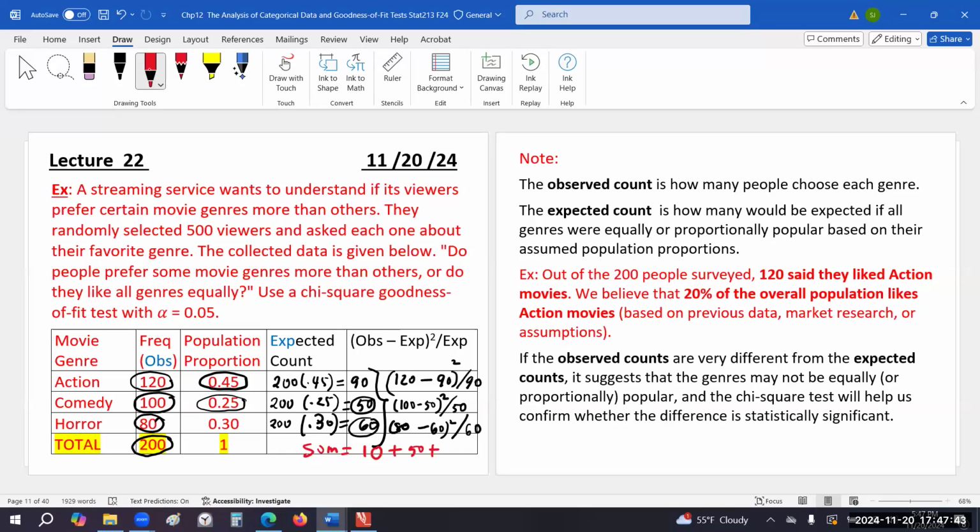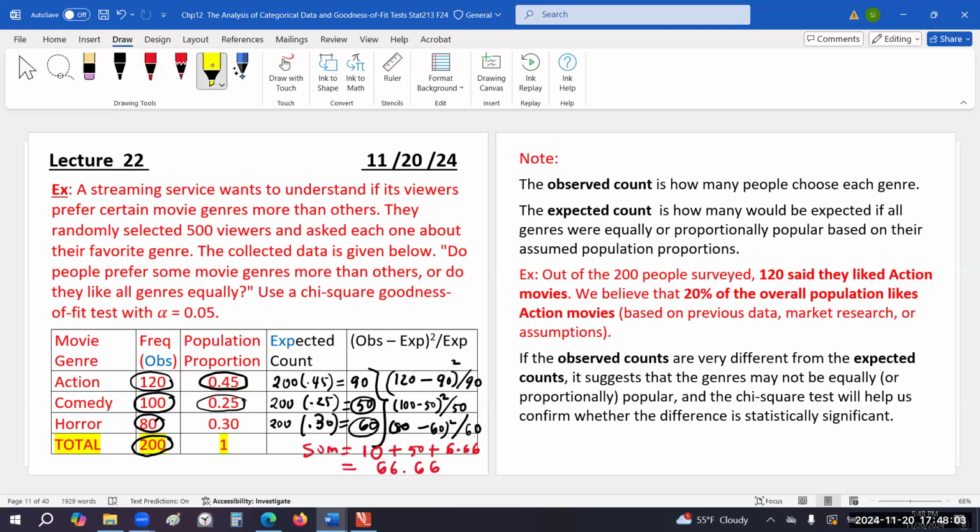The last one is 6.66. Okay, so we add all of them. We got 50, 60, 66. 66.66.